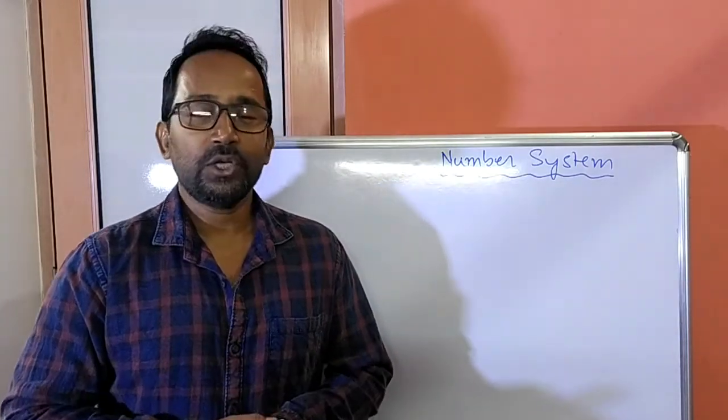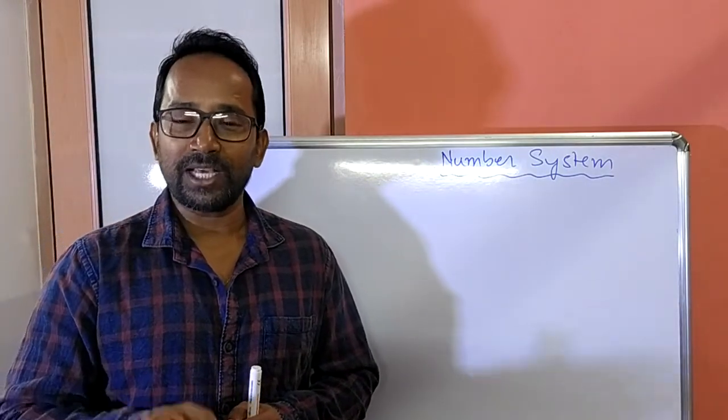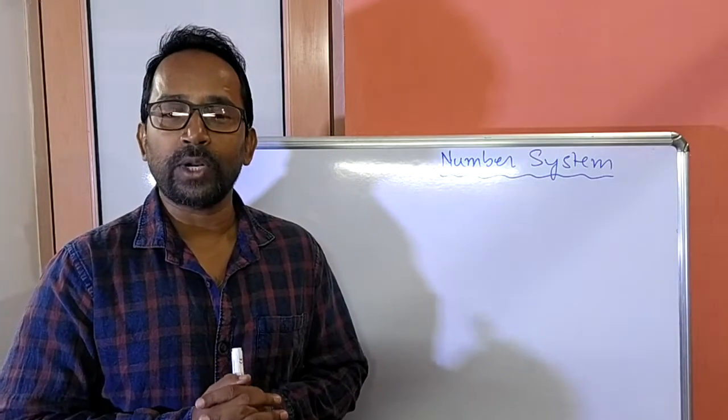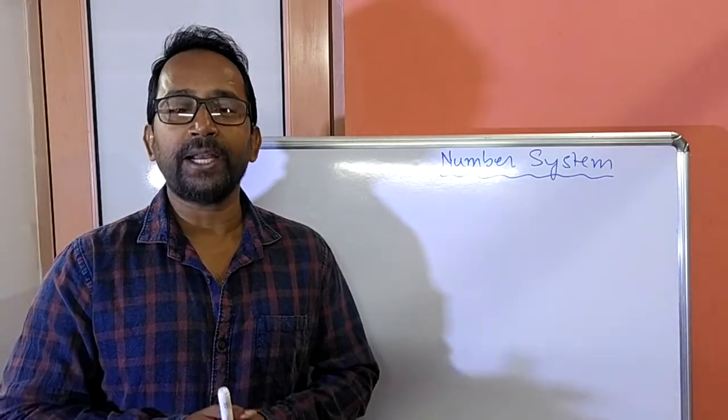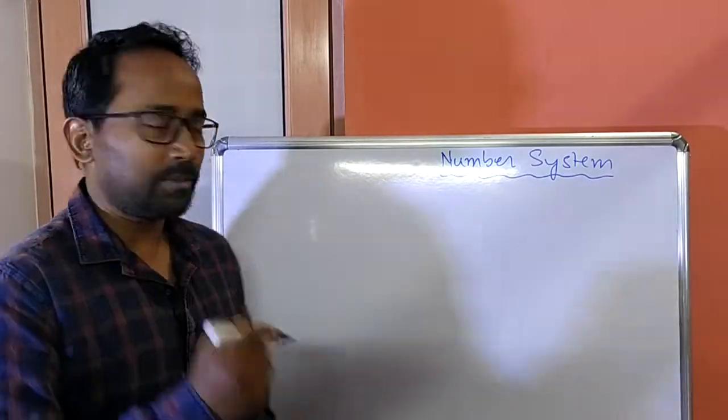So there are many different types of number systems: binary, octal, decimal, hexadecimal, etc. We humans use decimal number system in our day-to-day life, whereas computer uses binary number system for its data and processing. So let's start with our number system, decimal number system.